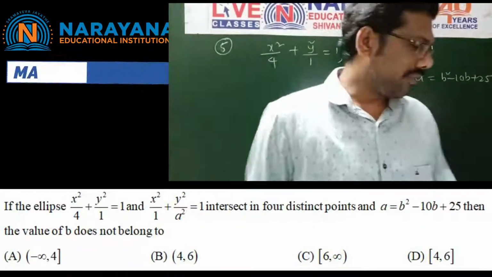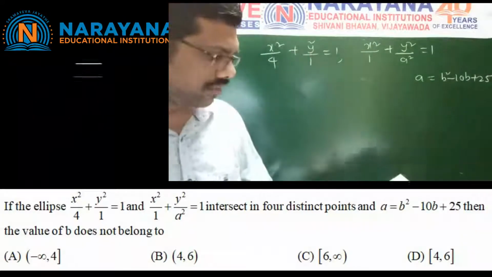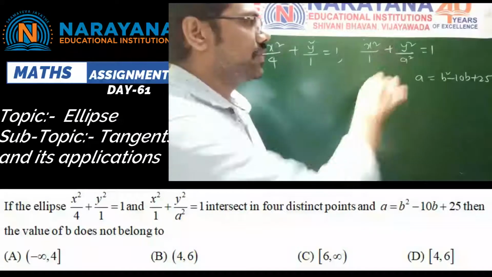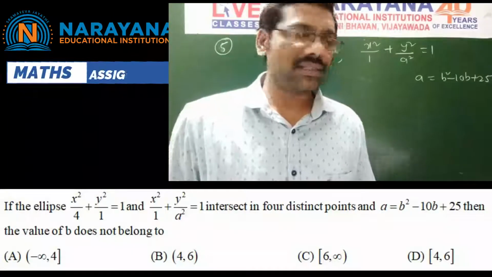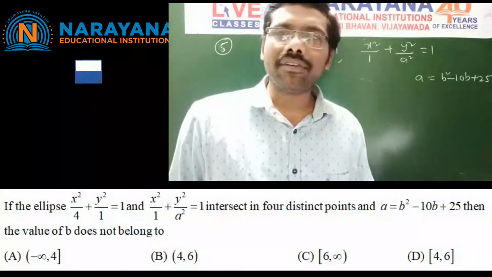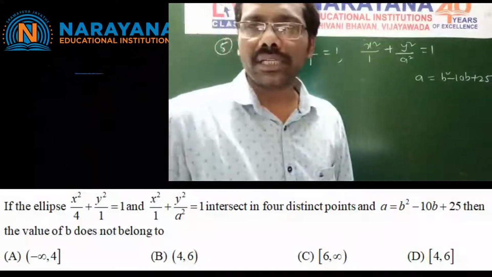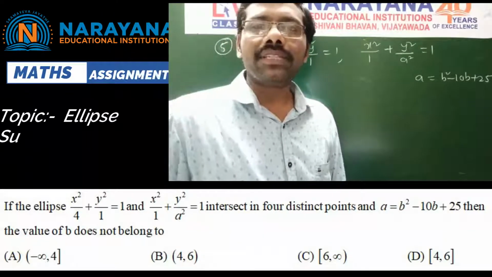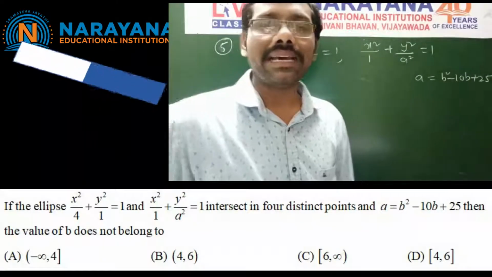This is question number 5. If the ellipses x square by 4 plus y square by 1 equal to 1 and x square by 1 plus y square by a square equal to 1 intersect in 4 distinct points, the value of a is given. Then the value of b does not belong to. So, these two ellipses are intersecting at 4 distinct points. One of the ellipses will satisfy a greater than b and the second ellipse should satisfy a less than b.